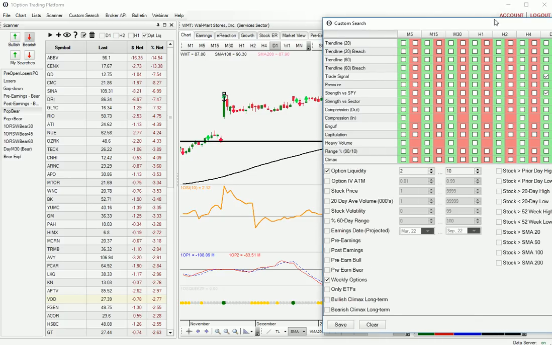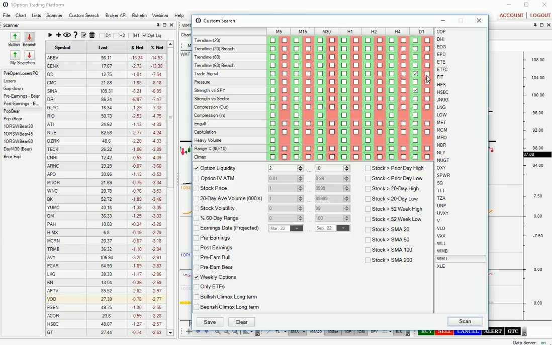So let me go over the search criteria. We looked for negative pressure on a daily basis. We looked for a bullish trade signal. We looked for strength versus the SPY. So many combinations that we can use. Let me go in. I'll show you how I'll find a bearish trade today.